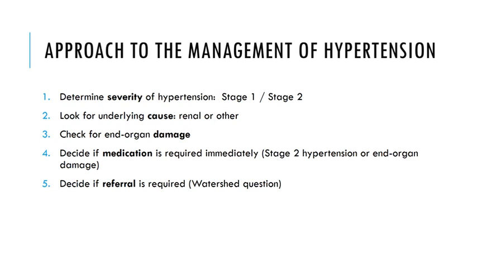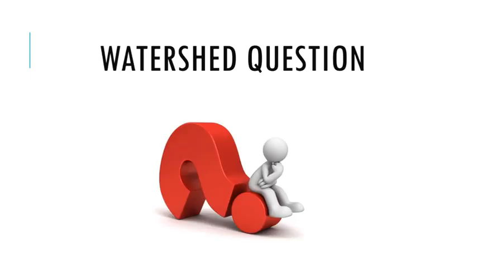You need to decide, is medication required immediately? So in other words, these are your stage 2 hypertensions or a patient with end organ damage. And then you need to decide, is referral required? So you need to ask yourself the watershed question. What is the watershed question? In the case of hypertension, you want to know, is the hypertension transient or not?